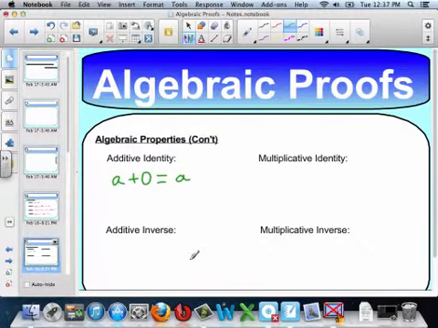So what's my multiplicative identity? What do you multiply something by in order to get it to be itself? 1. So your multiplicative identity is A times 1 is equal to A. So anything times 1 is itself. Anything plus 0 is itself.